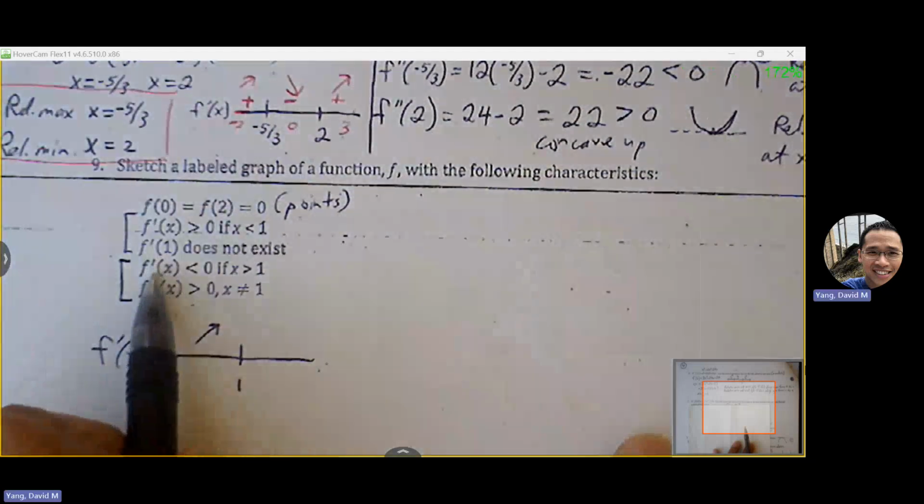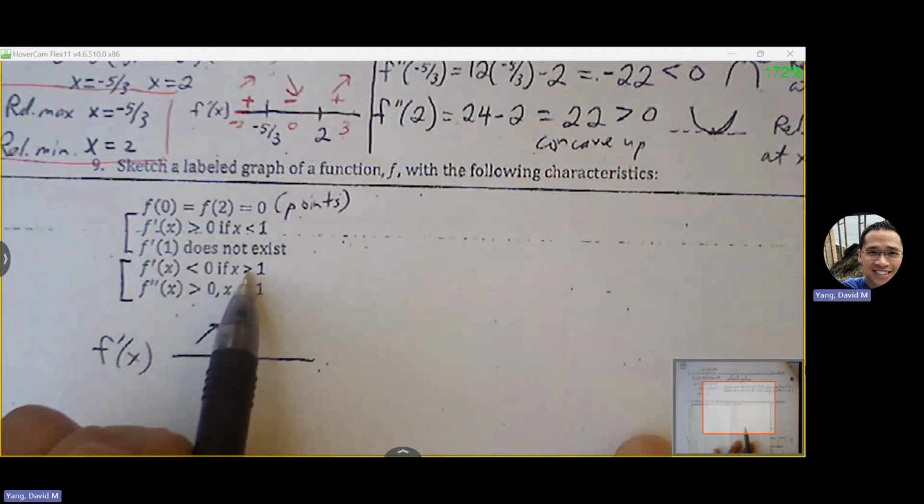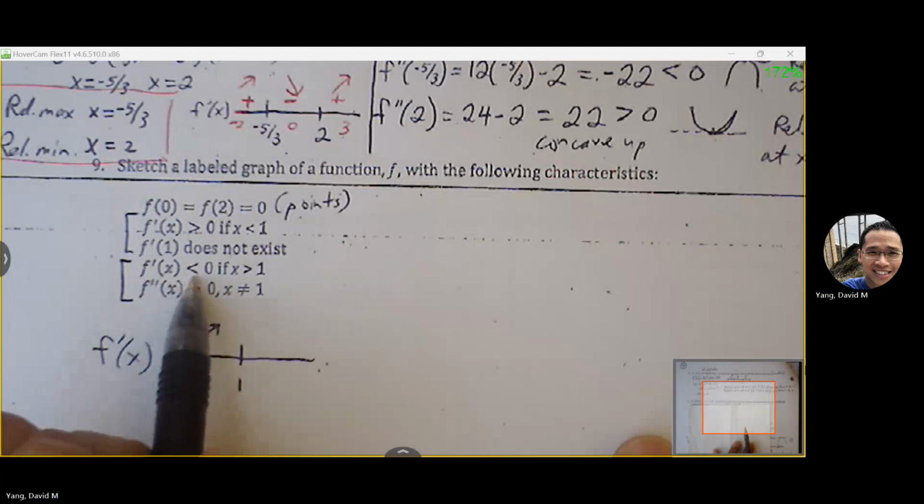Next up, f prime of x is less than 0 if x is greater than 1. What does this mean?